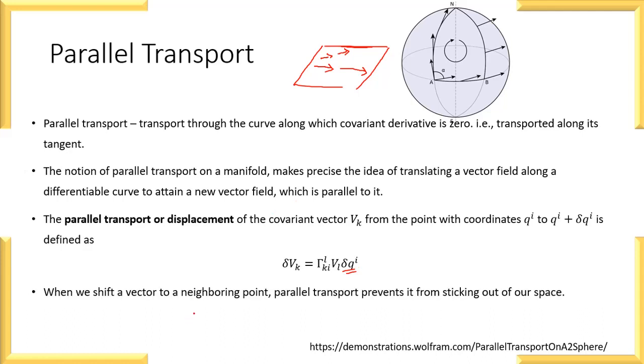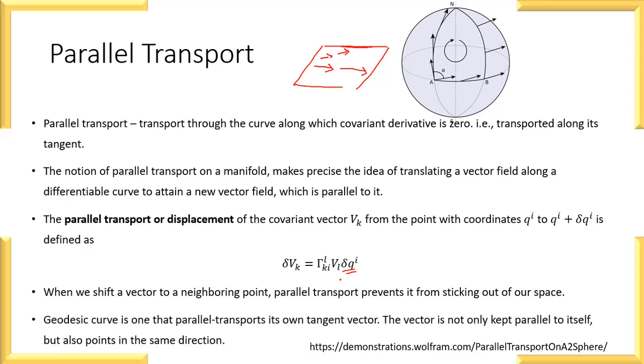When we shift a vector to its neighboring point, parallel transport prevents it from sticking outside the manifold which we are talking about. So all the vectors under transformation will be enclosed in our particular manifold we are talking about only. It won't stick to the outer space. So a geodesic is a curve which is parallelly transported along its tangent vector.